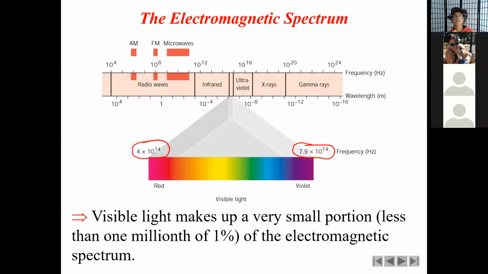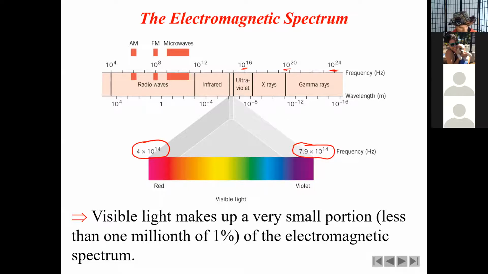10 to the 14: a trillion is 10 to the 12, so 10 to the 14 is 100 trillion. So if you had a charged object or an electron, and you could oscillate it up and down 100 trillion times a second, you would produce visible light. If you oscillated it up and down more frequently, then you would produce ultraviolet light. Even more frequently than that, X-rays and gamma rays have the highest frequency, smallest wavelength.